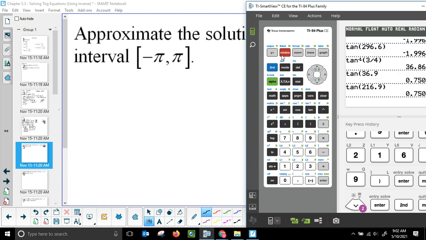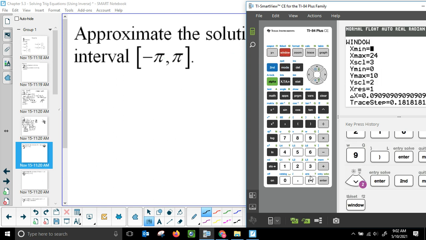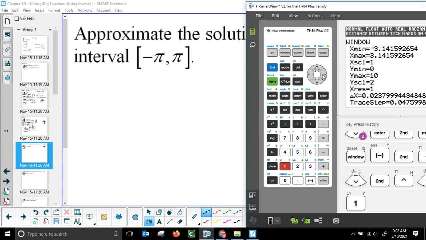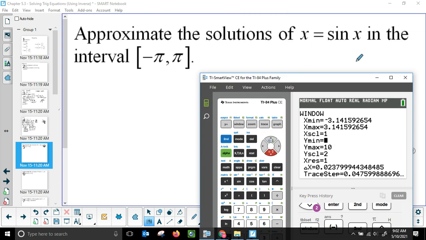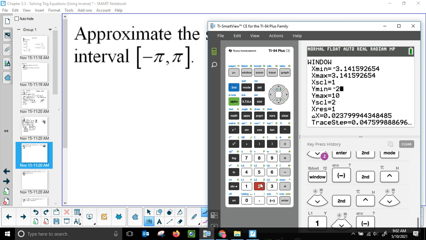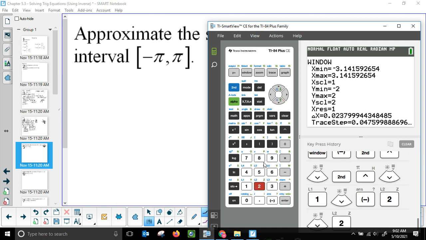It says my window here should be between negative pi and pi. So my x min is negative pi. My x max is positive pi. Scale of 1 should suffice here. Now, sine of x, we know goes from negative 1 to positive 1. So we want to see that. I'll just go from negative 2 to 2 here with a scale of 1.